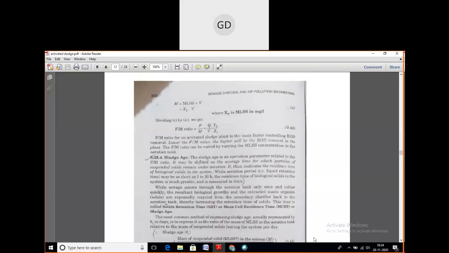Then the last one is sludge age. Sludge age is an important parameter related to the F/M ratio. It may be defined as the average time for which particles of suspended solids remain under aeration. It gives you the average time for which the particles of the suspended solids remain under aeration. So it indicates the residence time of biological solids in the system. Just remember that sludge age gives you the average time for which the particles of the suspended solids remain under aeration.